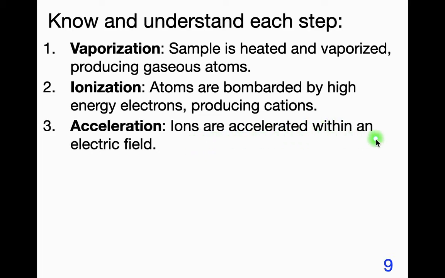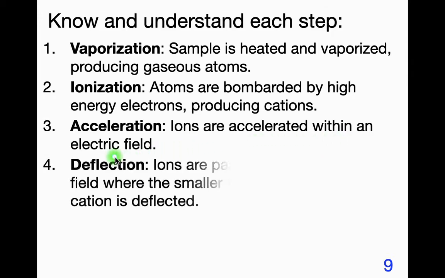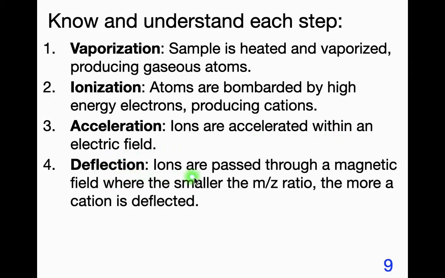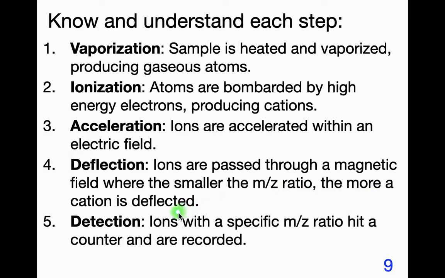3. Acceleration. The ions are accelerated within an electric field. 4. Deflection. Ions are passed through a magnetic field where the smaller the mass-charge ratio, and we'll talk about that in a minute, the more a cation is deflected. And 5. Detection. Ions with a specific mass-charge ratio hit a counter and are recorded.